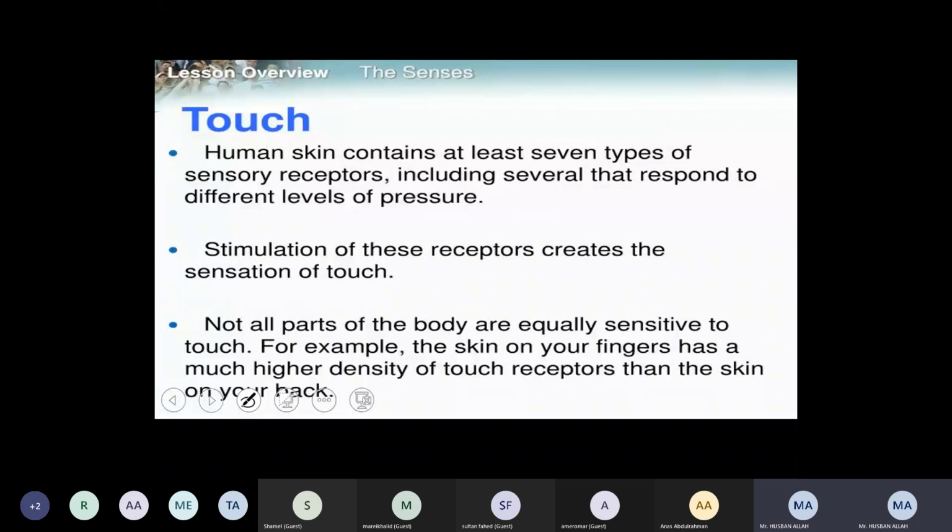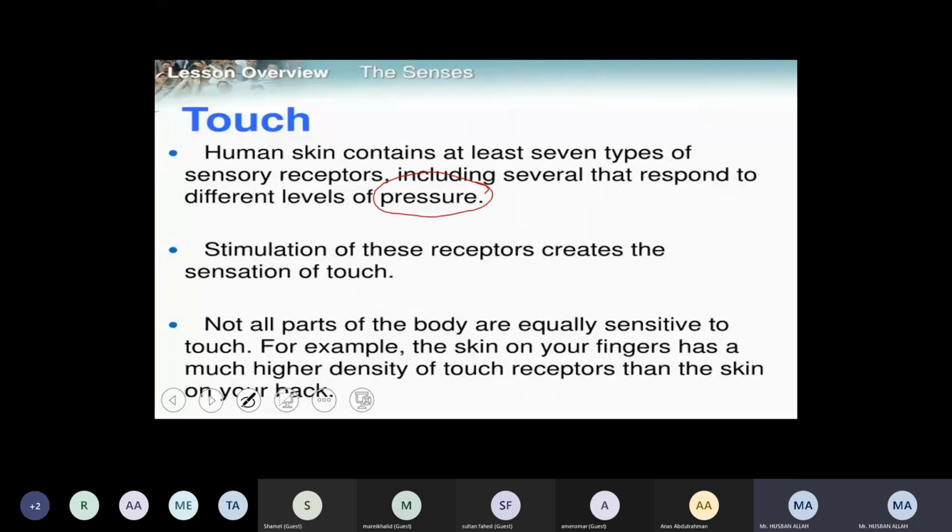Human skin contains at least 7 types of sensory receptors, including several that respond to different levels of pressure. How many types of receptors do we have? Roundabout, 7 types of different receptors are present in the human skin. It depends on the pressure.